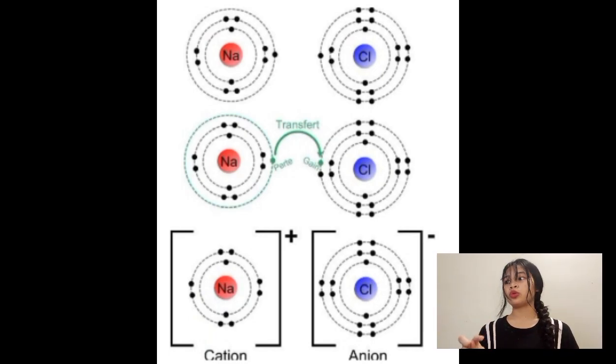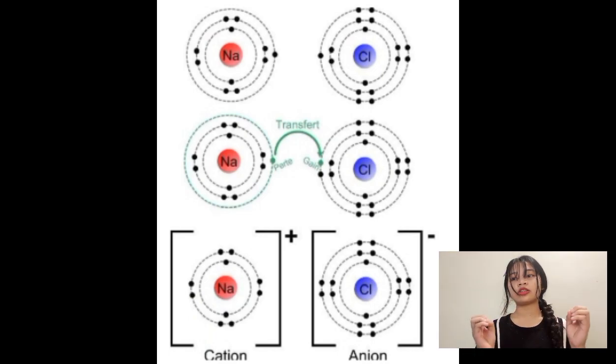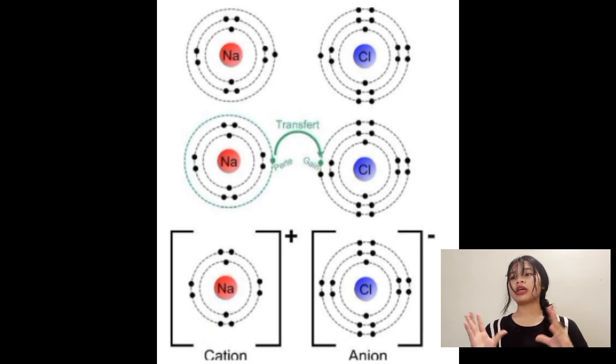The positive and negative charges attract each other, forming an ionic bond which holds the two atoms together. In short, sodium gives an electron to chlorine and they stick together because of their opposite charge.